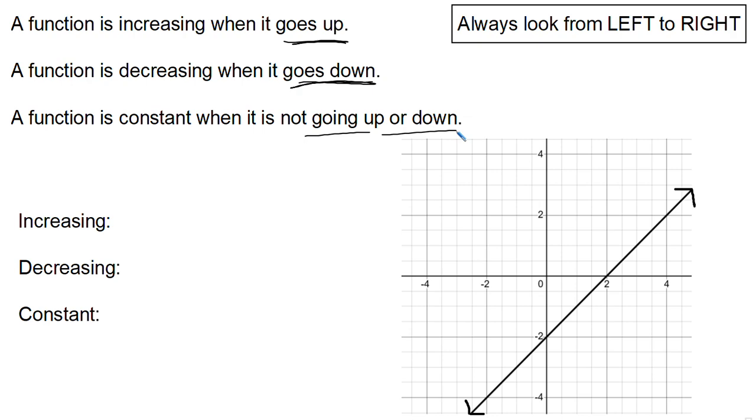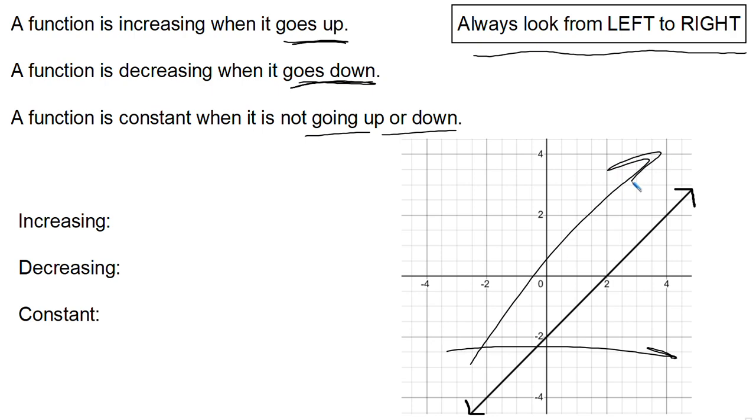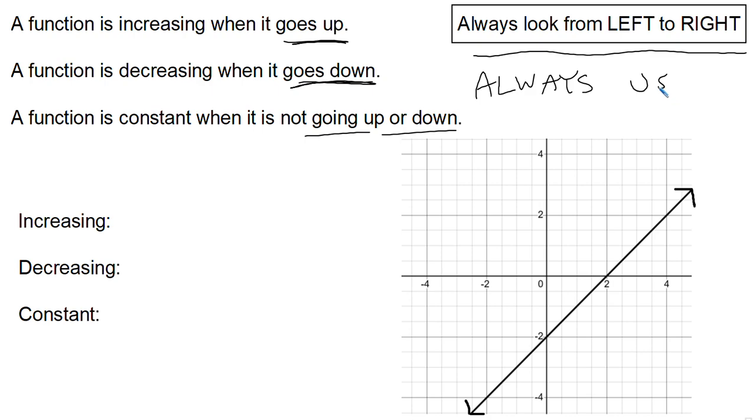And the most important thing that we need to remember for every single one of these is to always look from left to right, right? We're not going to say, oh, as I go from right to left, this is going down. No, we will never do that. As it goes from left to right, this thing is going up. That's what we care about. How does this graph behave as it goes from left to right? And we will always use x values when we write out our intervals, just like when we do domain.